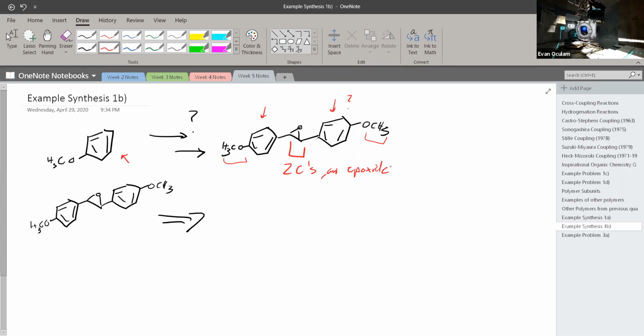Starting from the retrosynthesis, the only way we can get an epoxide is from a double bond. So that's how you want to think about it: a C-C double bond is how we can get this epoxide. And how can we get from that epoxide to the C-C double bond?